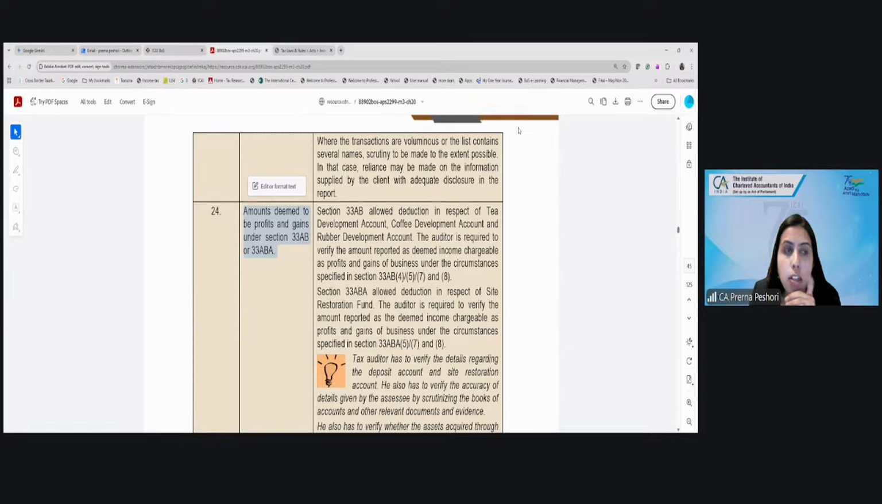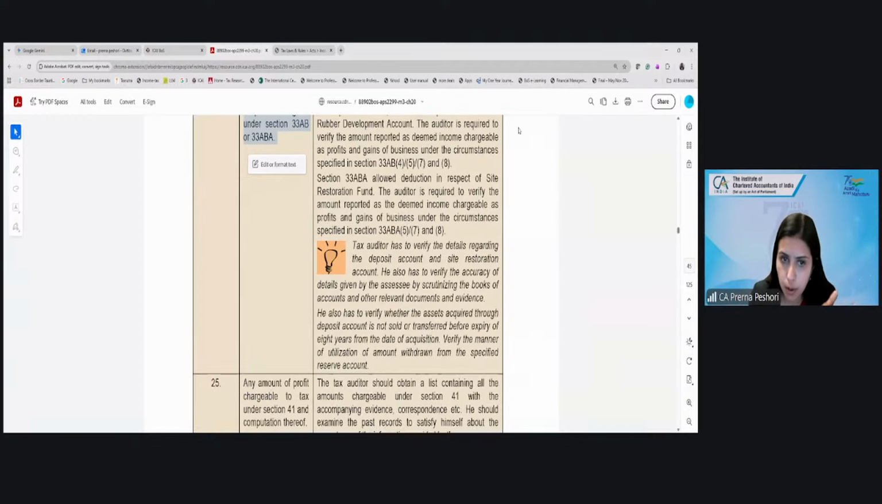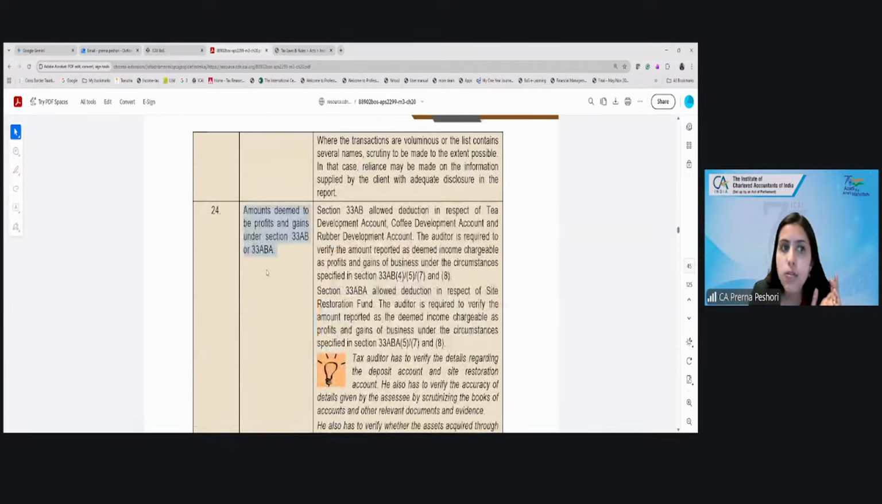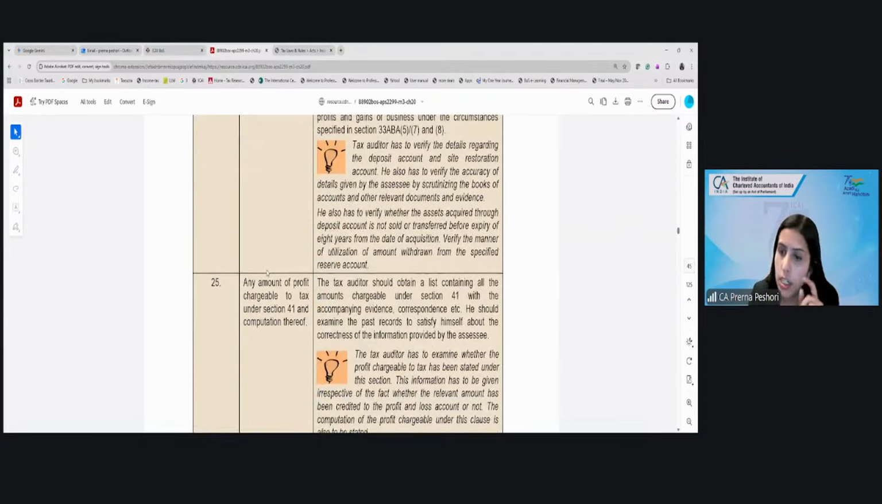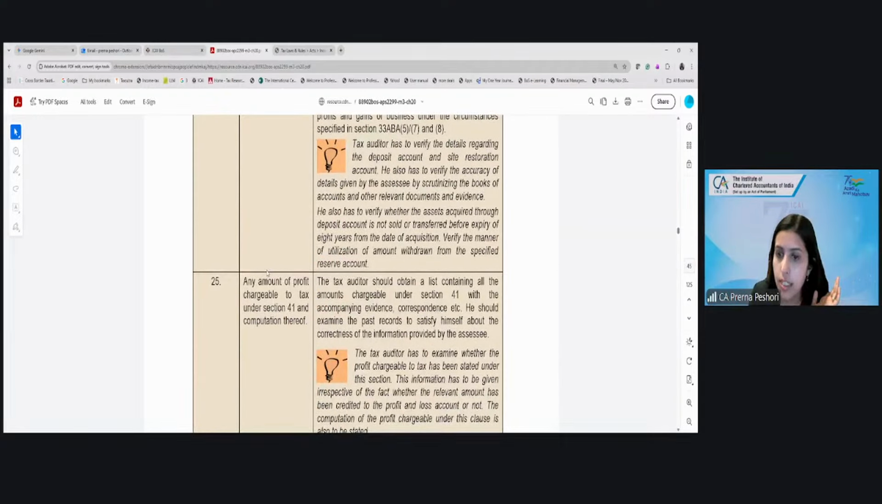Yes. So the tax auditor will look into the NABARD account and see how the amounts have been utilized, the withdrawn amounts. Plus, in respect of the assets sold, he will see whether they have been transferred before the expiry of the 8 years from the date of acquisition. In that case, the amounts need to be reported over here. Clear? Yes or no?